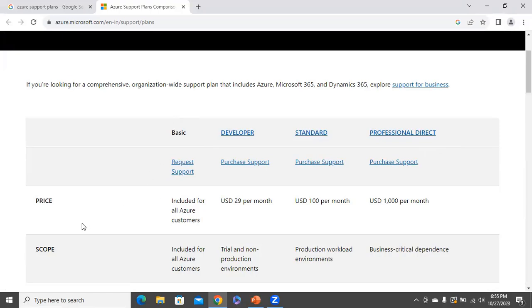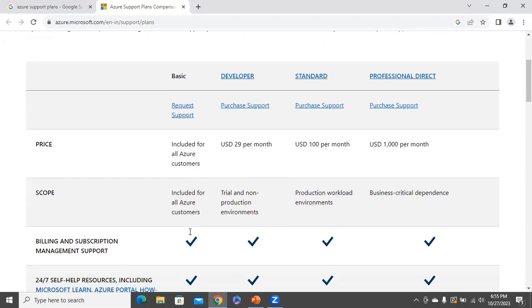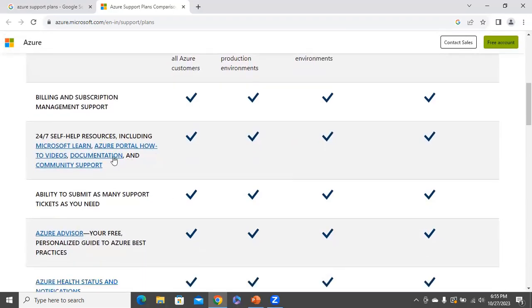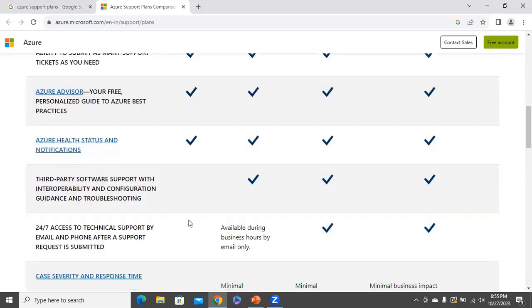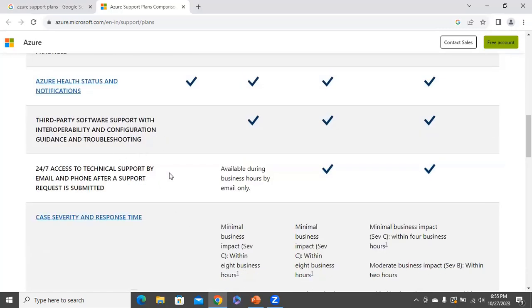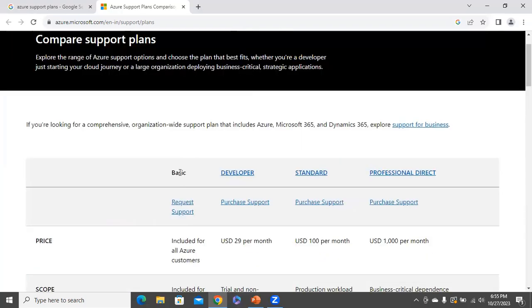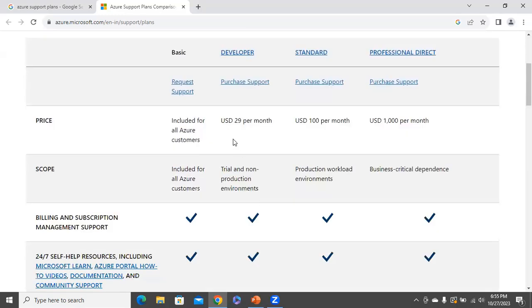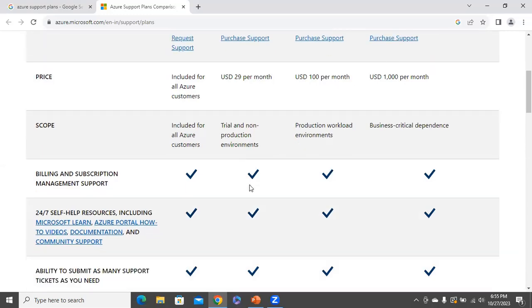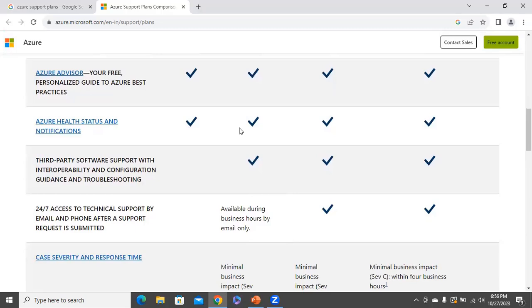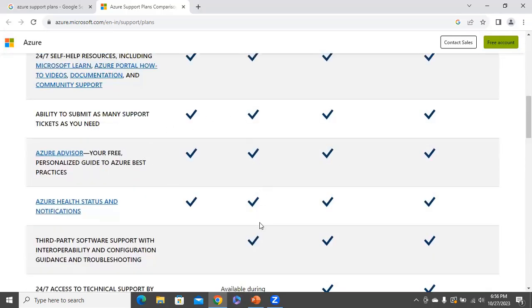The basic plan is included for all Azure customers by default, in the subscription cost. They provide billing support, 24 by 7 resources, including the learning portal and these things. But third-party software support and technical support are not available in basic. Now we have the developer support plan, which costs $29 per month, for trial and non-production environments. Additionally, we get health status and notifications, Azure advisories, and other things.